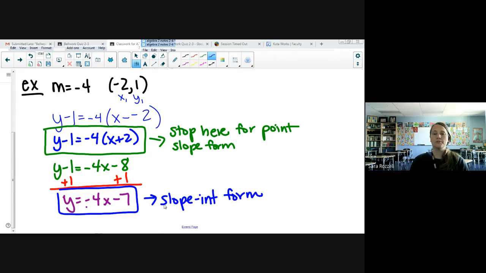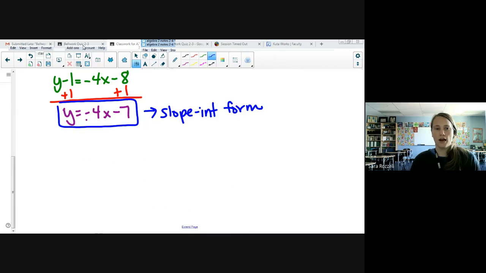What is the y-intercept? -7. -7, yes. We couldn't tell that at the beginning. We didn't know it was -7 from these numbers. We had to put it in point slope form, distribute, and solve for that.